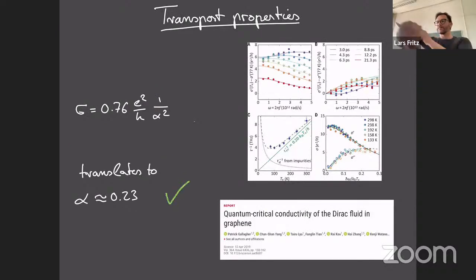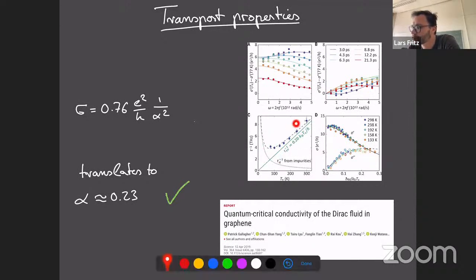It turns out that two to three years back, people managed to make an experiment that measured this bulk transport quantity. This is the important plot, where they measured the scattering time. If you convert their result into a conductivity, you find an excellent match for a value of alpha of 0.23, which is in agreement with estimates that people made for the type of setup that was looked at, which was graphene sandwiched between boron nitride.